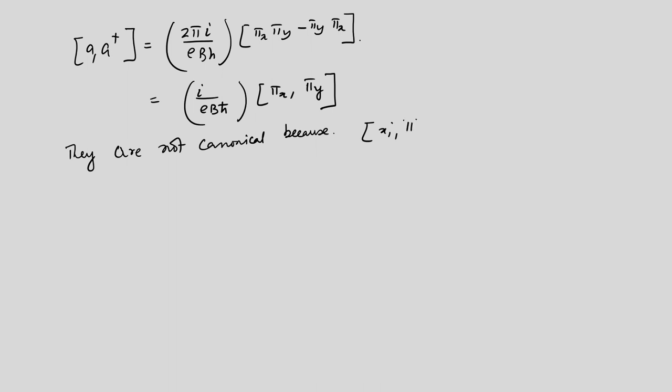So we just say that they are not canonical because [x_i, pi_j] is not equal to i h-cross delta ij. What I mean is, i h-cross delta ij, if you like. And then of course [pi_i, pi_j] is not equal to zero as well. Okay, so that's why they are not canonical. All right, so these are some of the features of this. Of course, as I said, they are gauge invariant and so on.